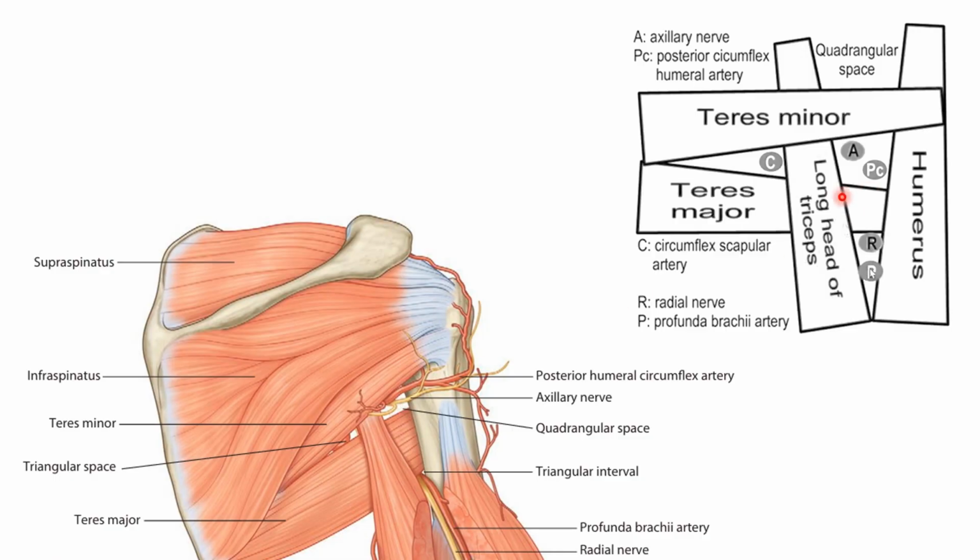And also you can see two triangular areas. The first one is the triangular space. It conveys one vessel, the circumflex scapular artery. The lower one is called the triangular interval. It conveys two structures: the radial nerve and the profunda brachii artery.